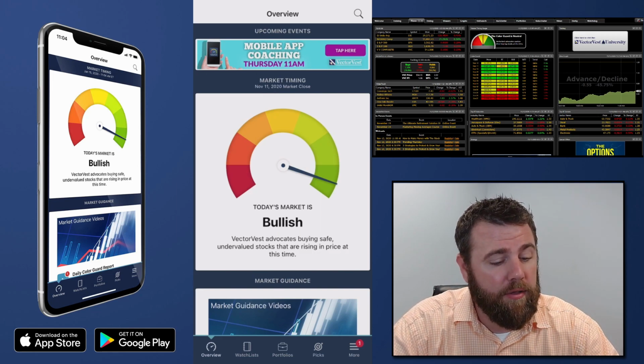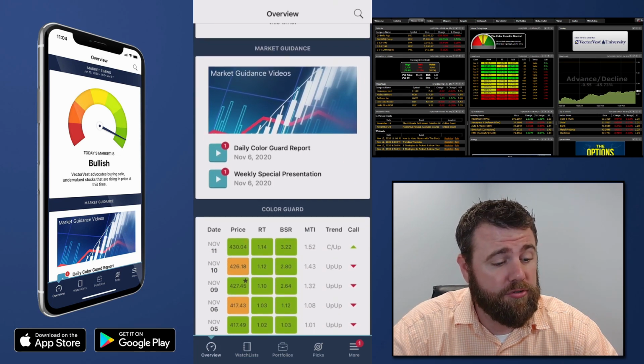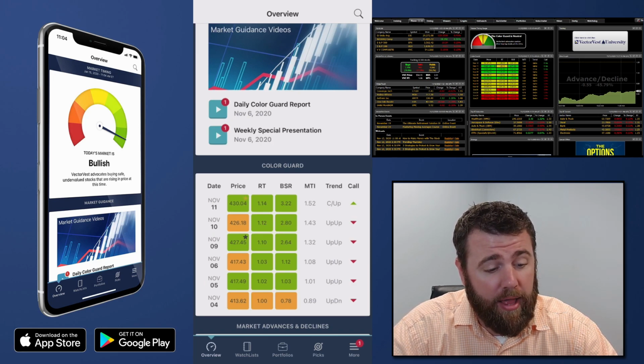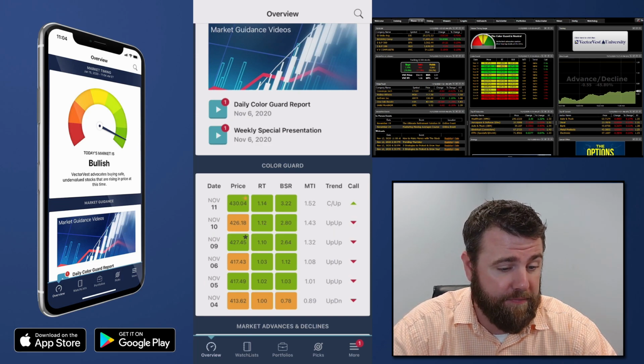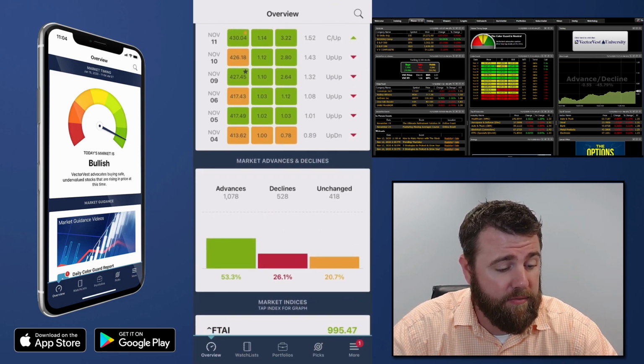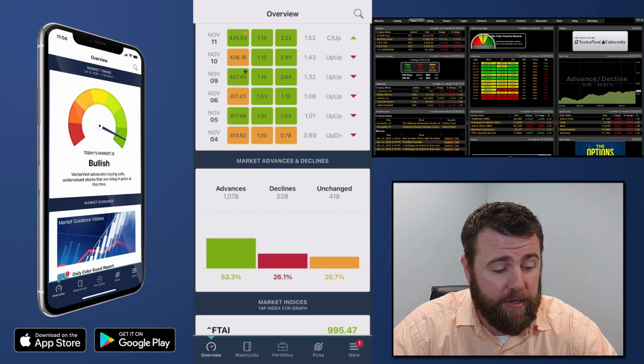All right. So looking at the UK, 3 ticks into the green, the market is bullish. We scroll down here, see a lot of green lights hitting the color guard here. Price, RT, BSR. You can see we did get an RT kicker up symbol at the close of the day and just got it confirmed up as of today, or as of yesterday's close, I guess, at this point. Looking at the advances and declines, 53% of stocks moving higher, 26% of stocks moving lower. Well over that definitely clearing that 2-to-1 bias that we like to see.